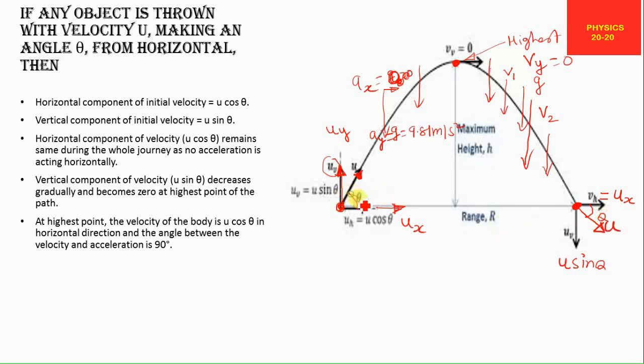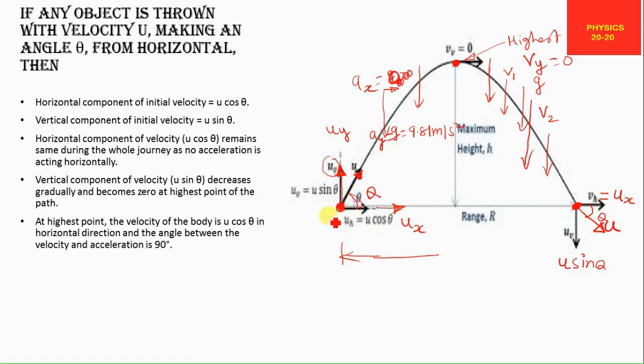So the resultant velocity is simply u, having an angle of theta, because this is the angle theta. So it is also making an angle of theta with the horizontal. So this one also is theta. That is the one point.